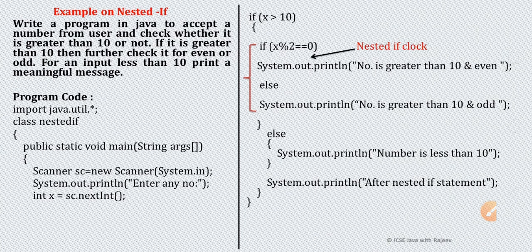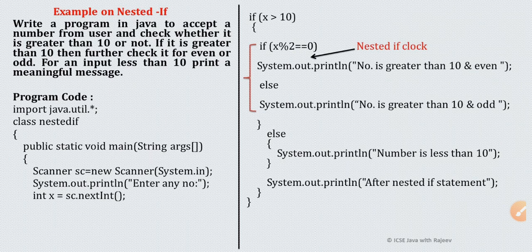Next is an example on nested if statement. For example, I want to write a program in Java to accept a number from the user and check whether it is greater than 10 or not. If it is greater than 10, then we will further check whether it is even or odd. If my number is less than 10, I will directly print the output, number is less than 10. For less than 10, I am not going to check for any even and odd case.